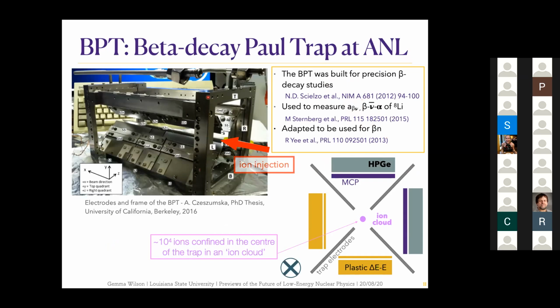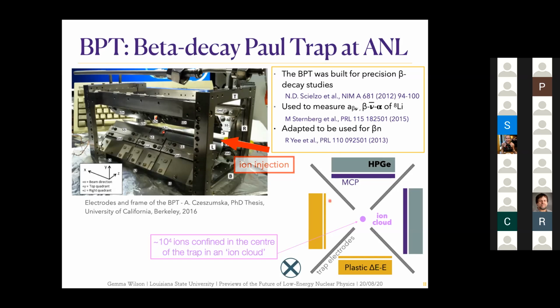So what you can see here is the trap frame, which is a square frame, and you can see these plates, and they're the plate electrodes. So a cloud of ions, which means it's maybe 1,000 ions, are trapped in the potential at the center of the trap, and they do form a sort of cloud. So we do refer to it as an ion cloud, and it's trapped in between these electrodes. What's missing from this photograph is the detectors, because then you wouldn't see the trap.